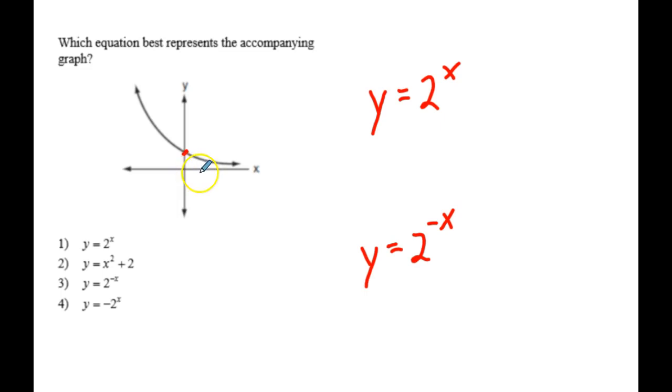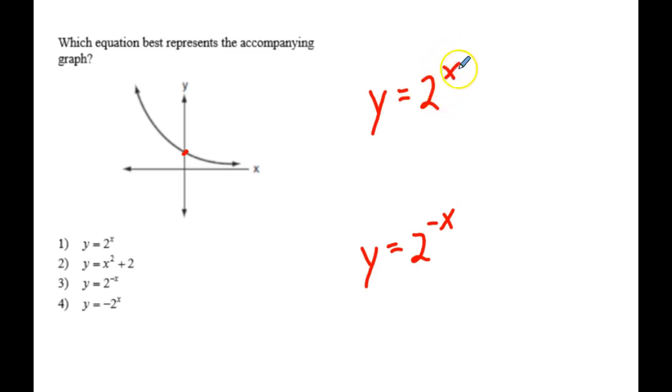Well, what happens if I plug in 1 for x? If I plug 1 in for x here, I have 2 to the first. So if I go to the right with my x values, my y values should start getting larger if my equation is going to be y equals 2 to the x.